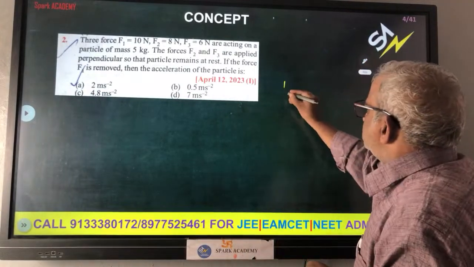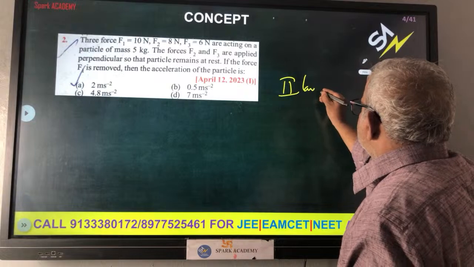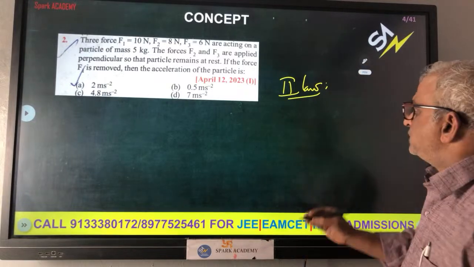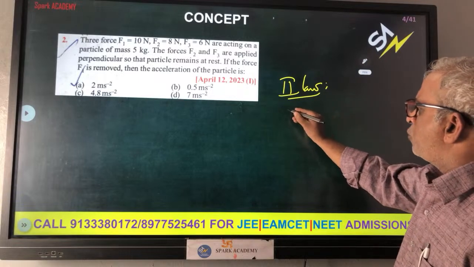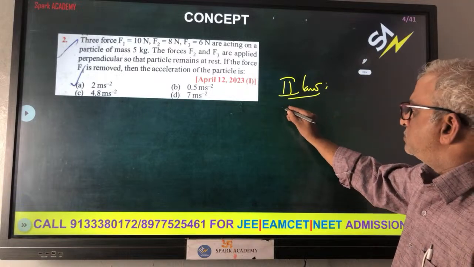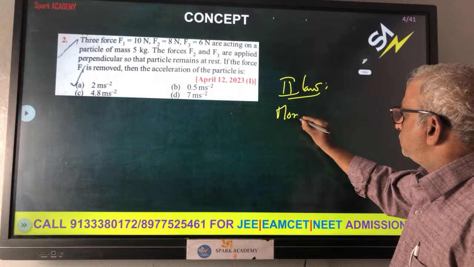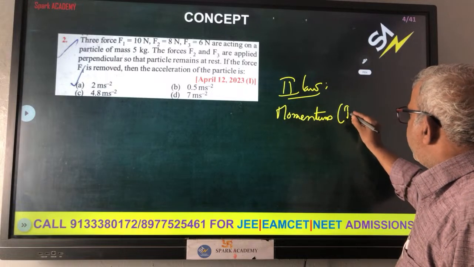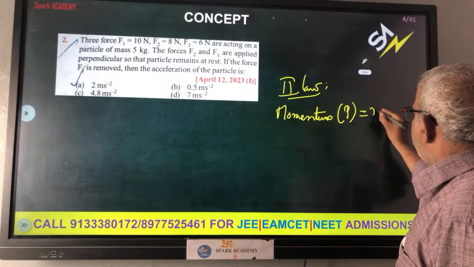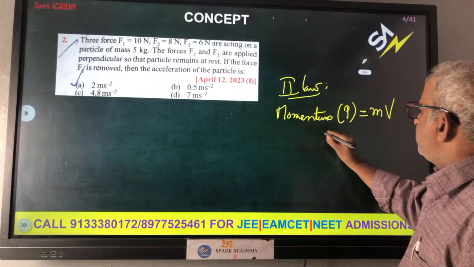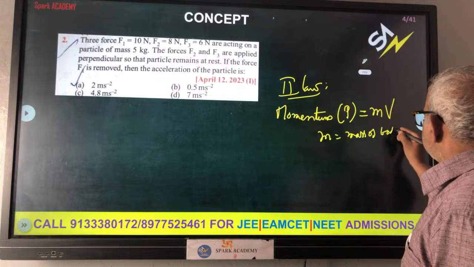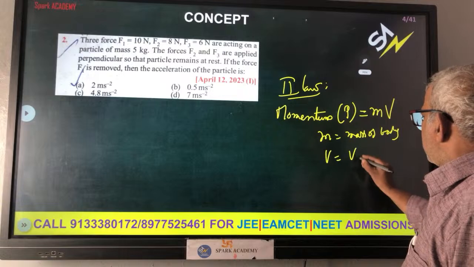Second law. Friends, this is very important. Second law measures force, the mathematical definition of force. To learn the second law, we are learning momentum now. What is momentum? Momentum is given by the letter P. It is equal to m into v. What is m? Mass of the body. V is velocity.